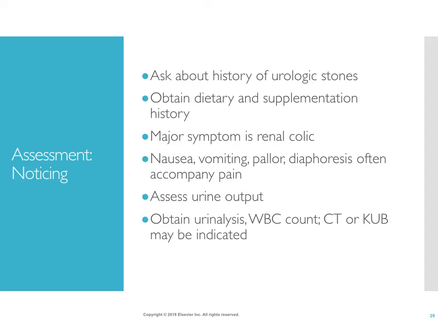The major symptoms is what they call renal colic. Colic is an irritation. If you think about babies who have colic, they're very irritable. And so we say that the renal system, whatever part of it that has the stone in it, has colic. It's irritable. They'll have nausea, vomiting, pallor, diaphoresis, and often those accompany the pain.